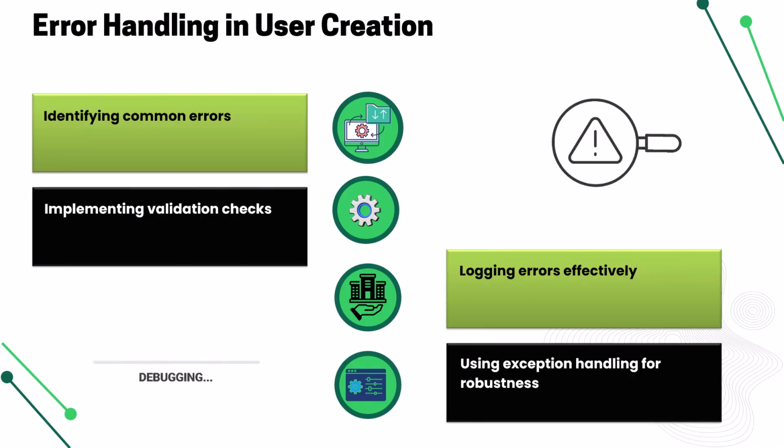User creation sounds simple until errors start rolling in. First, let's identify those pesky issues that ruin the process. Then validation checks, your best defense against bad data. Logging errors, that's a lifesaver when things go wrong. And of course, exception handling, the superhero move to keep systems running smoothly.